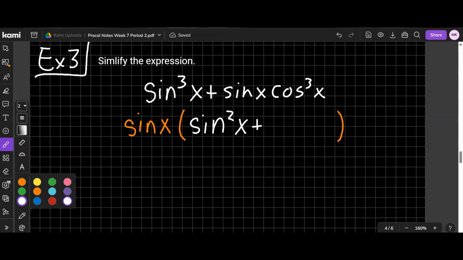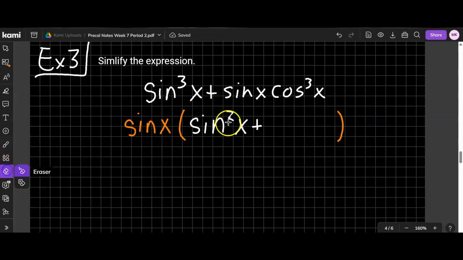And then I'm adding on, pulling out a sine from here. What's left over is going to be cosine cubed. Oh, excuse me. How did that slip past my notice? That shouldn't be a cubed. That should be a squared. Let me fix that.